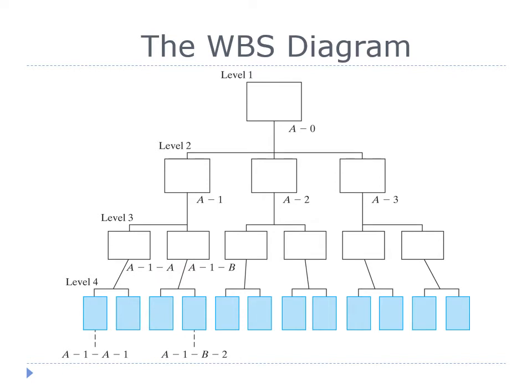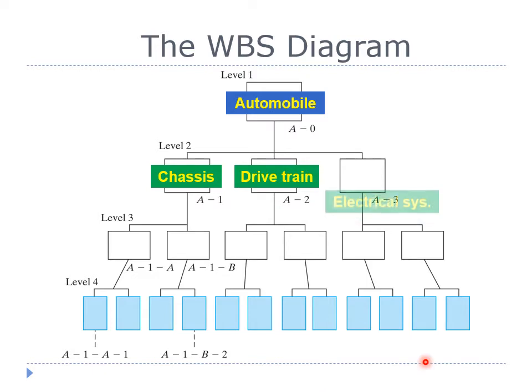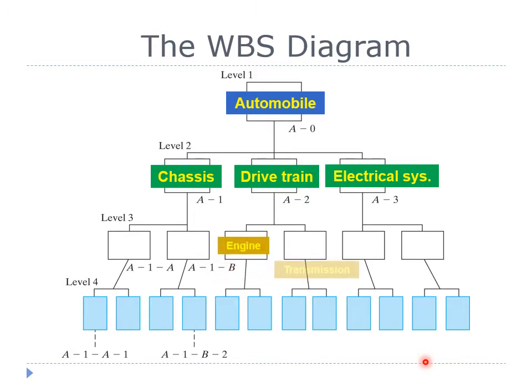For example, an automobile at the first level of the work breakdown structure can be divided into second-level work elements such as the chassis, drivetrain, and the electrical system. Then each second-level element can be subdivided further into third-level elements. The drivetrain, for example, can be subdivided into engine and transmission. This process is continued until the desired detail in the definitions and descriptions of the project or system is achieved.